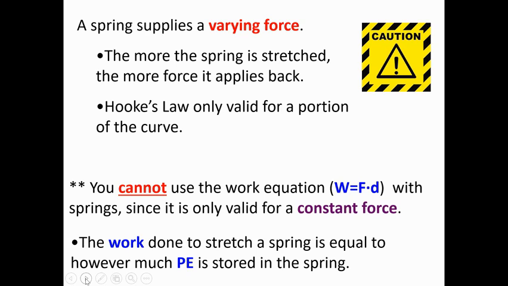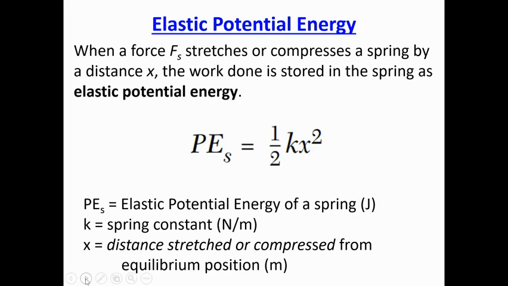Instead, we need to use a different equation to calculate the potential energy stored in a spring. In other words, the work done to stretch or compress a spring is equal to however much potential energy is stored within that spring. And for that calculation, we're going to use the following equation. To calculate the elastic potential energy stored within a spring, we're going to use the equation 1/2 times spring constant times distance stretched or compressed squared.